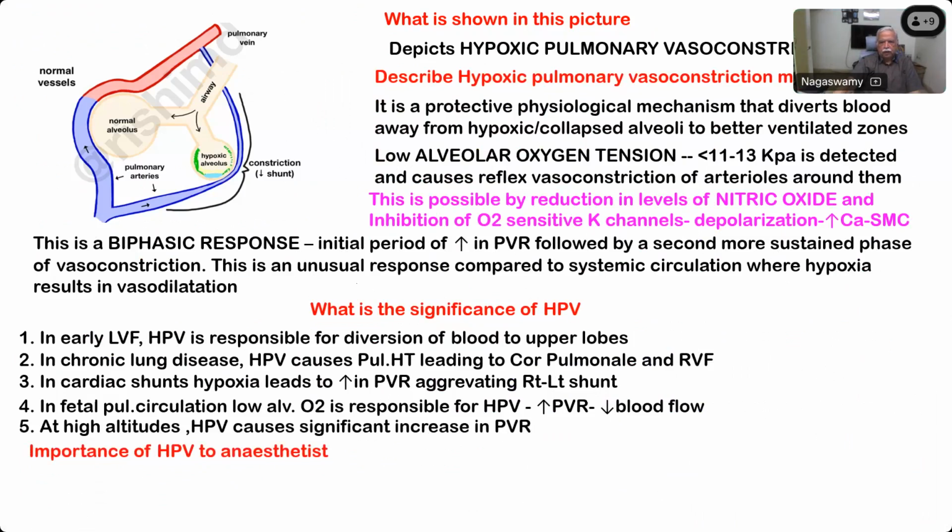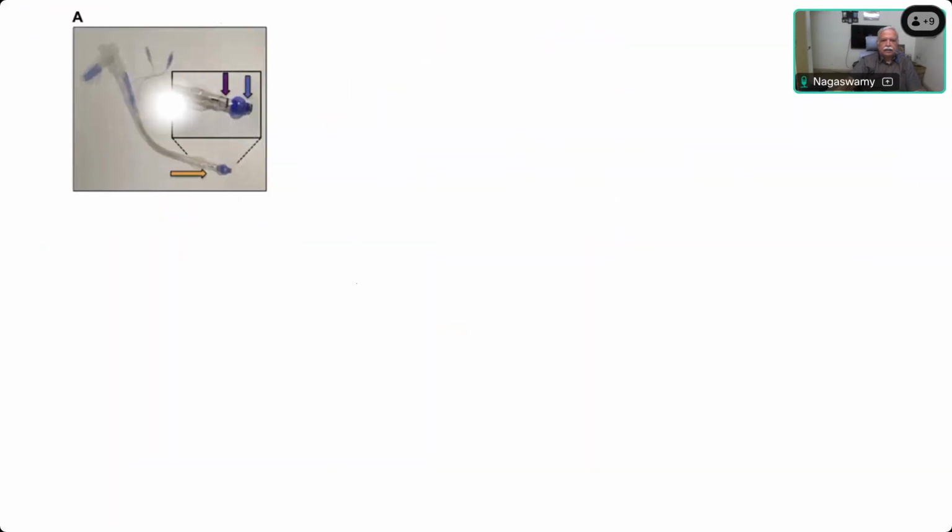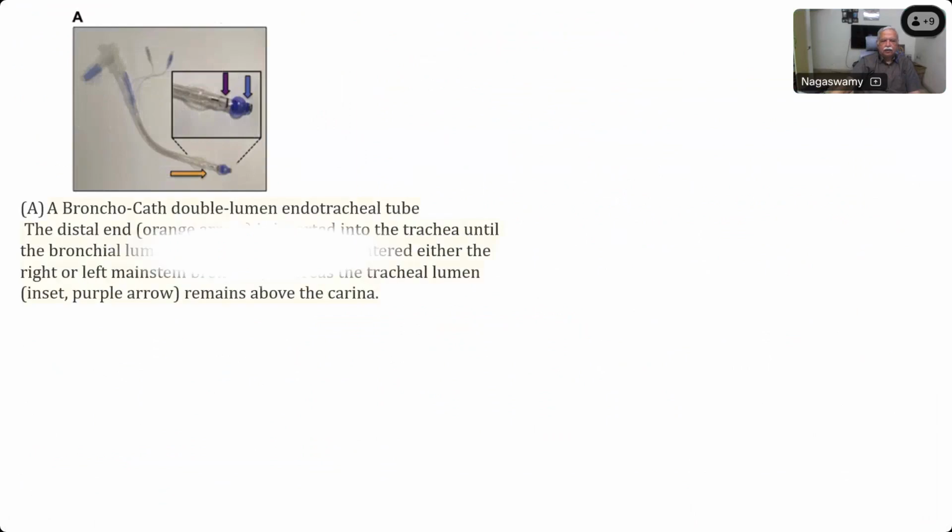Which particular anesthetic technique plays a very important role to prevent hypoxia? One lung ventilation. Microscopic factors, including HPV, like high FiO2, volatile agents, including nitrous oxide, are important in one lung anesthesia. When we talk about one lung anesthesia, there is a picture shown, something related to one lung anesthesia.